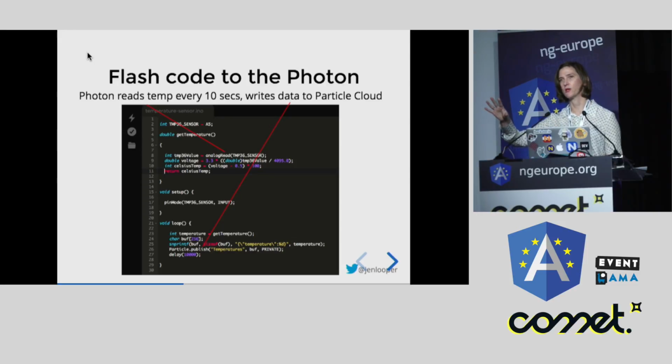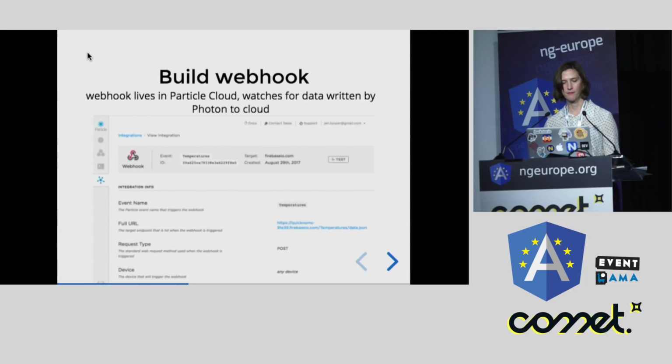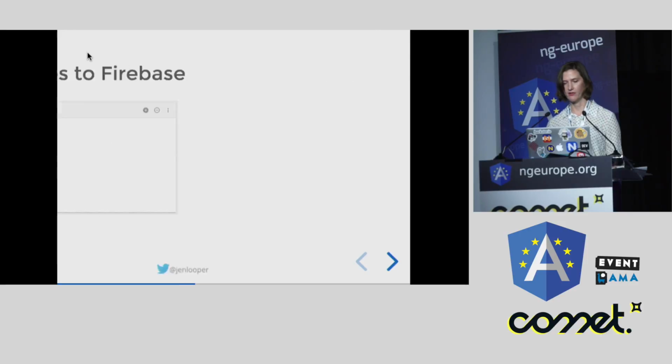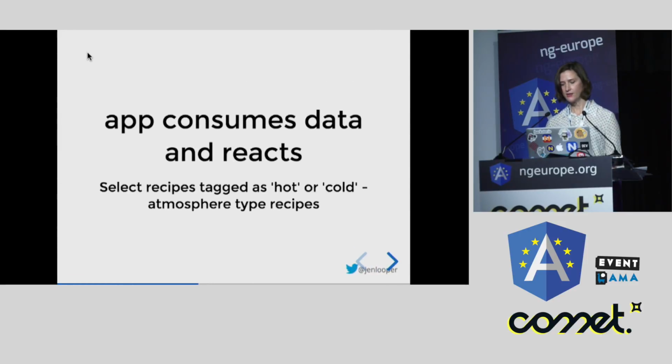You can get this kind of data pushed into a cloud, and then you can start consuming it in Firebase. So the Particle cloud looks like this, and you have to build a webhook. You can't publish straight from your Photon into Firebase. Unfortunately, you're going to need to go into the Particle cloud and build a webhook to get your data into Firebase. So you start reading and writing, and your webhook is writing into Firebase every 10 seconds. It's getting another reading from the room, and then it's going to keep updating Firebase. And Firebase is fantastic for its live syncing of data, so it works very, very well for this sort of integration. So the app is going to consume the data, and it's going to react with recipes that are tagged either appropriate for a hot room or appropriate for a cold room.